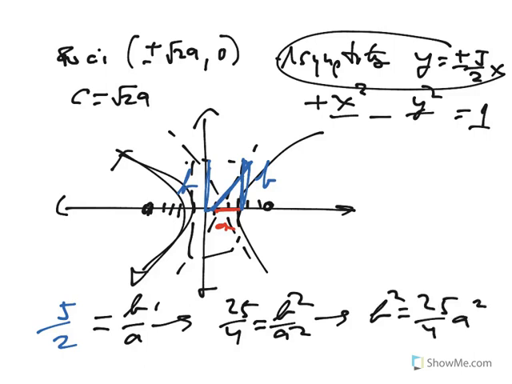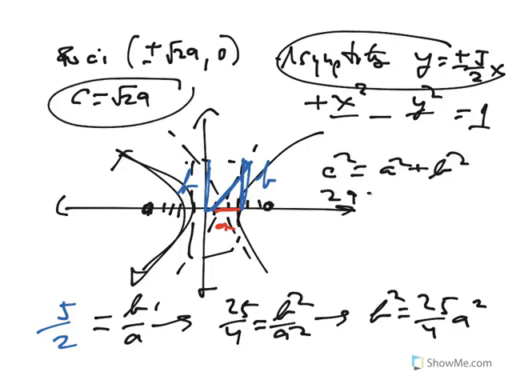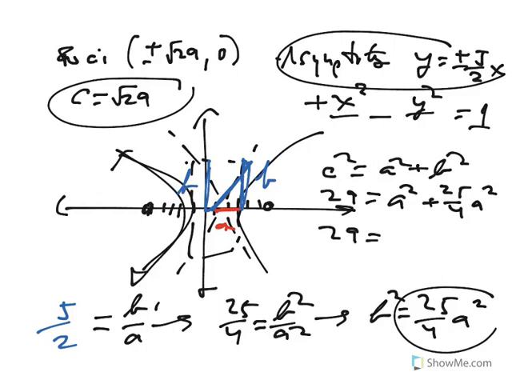Why did I square both sides? Well, I squared both sides because I'm going to figure out a and b by using the fact that c squared equals a squared plus b squared. We know that c is the square root of 29, so 29 equals a squared plus b squared, but b squared is 25 over 4 a squared. And now I'm going to combine these to get 29 over 4 a squared. Multiply both sides by 4 over 29 and get 4 equals a squared. So a squared is 4.